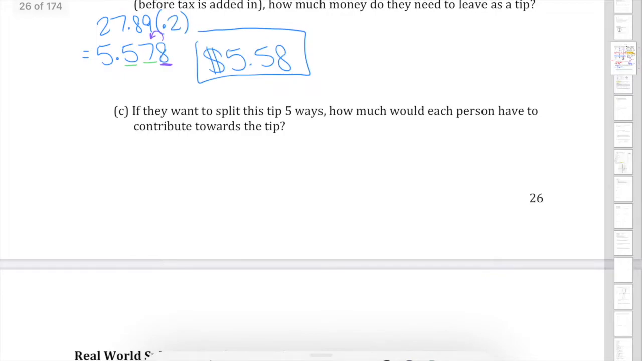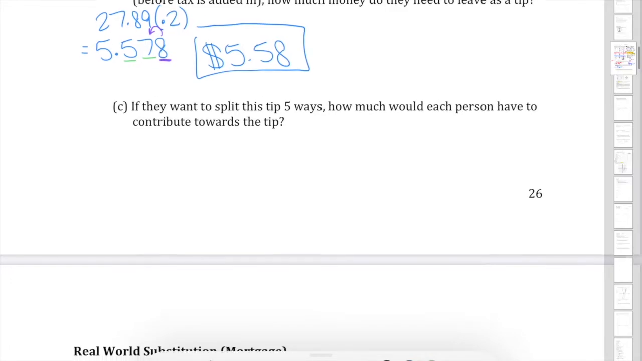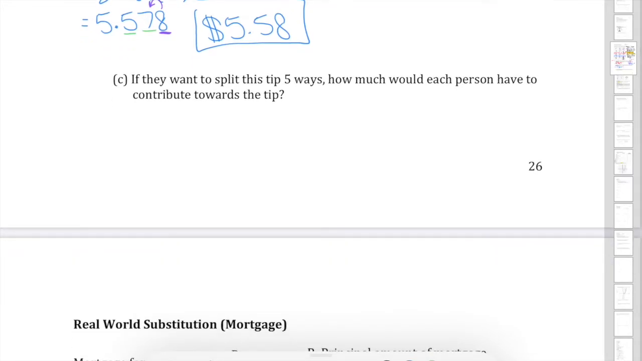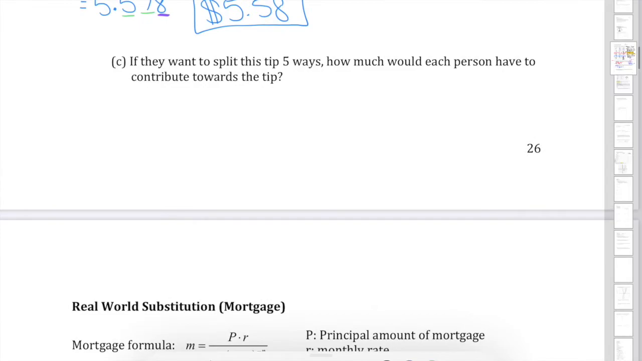Okay, now part C, very basic math question. It says if they want to split this tip 5 ways, how much would each person have to contribute towards the tip? So the tip was $5.58. If they have to split that 5 ways, you're going to take that amount and just divide it by 5 different people to see how much each individual person would have to pay. So $5.58, and I'm just going to divide that by the 5 people. Again, you can plug that right into your calculator. You get 1.116.